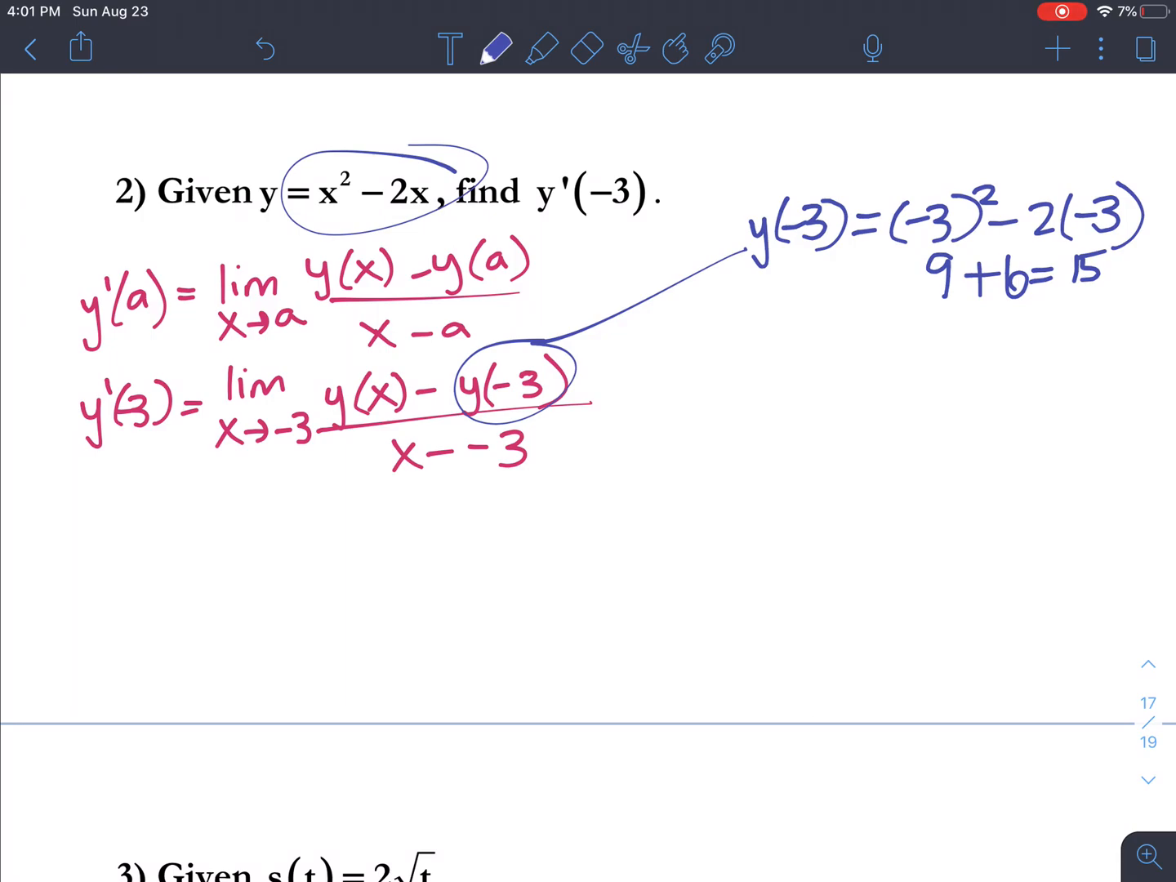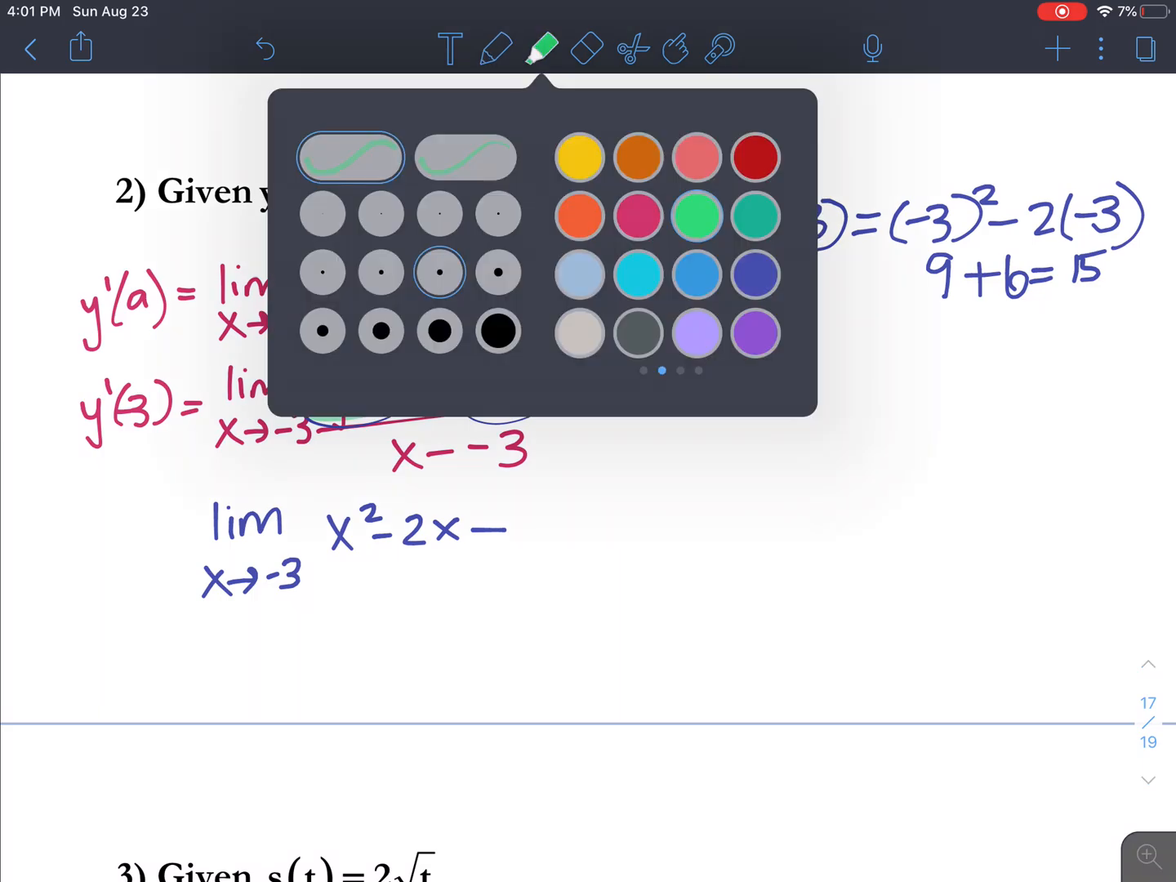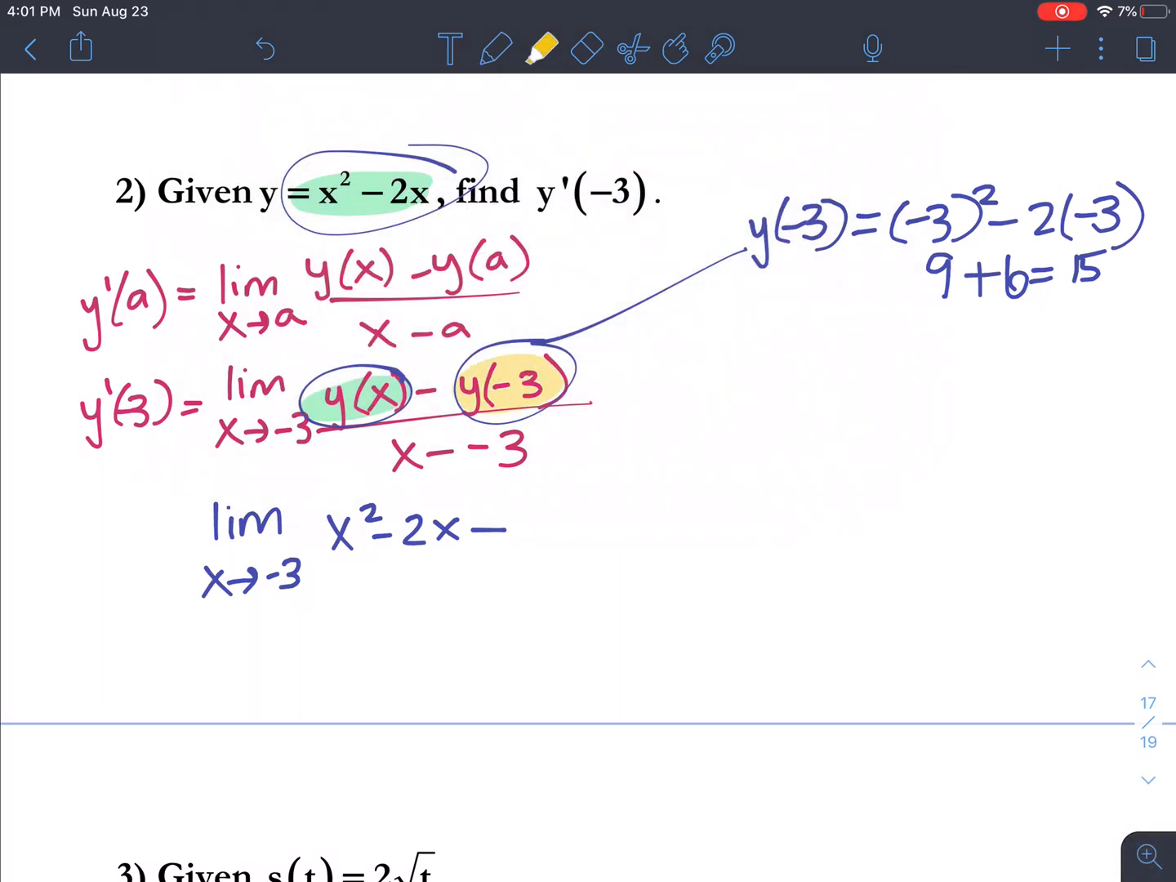All right, so let's plug in what we've got here, finish up this problem. Okay, so I've got the limit as x approaches -3 of y of x, so simply I'm replacing it right here. So x squared minus 2x, minus, switch colors here, in yellow, I've got y of -3, which we decided was 15. So minus 15 all over x plus 3. Okay, you could try plugging in -3 here. I mean, that should have been the first move we made. Obviously, you guys know if you try it right now, you get 0 over 0.